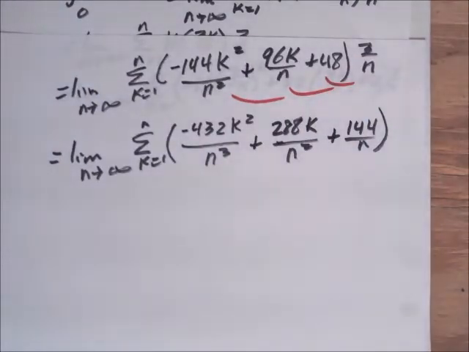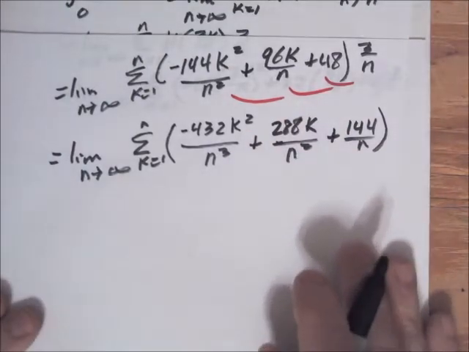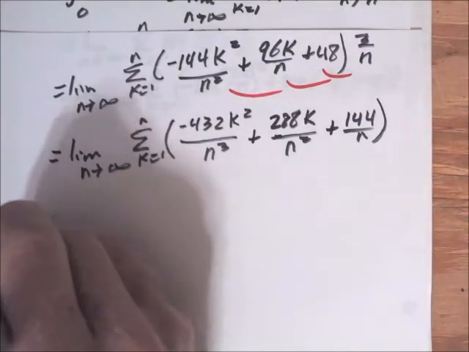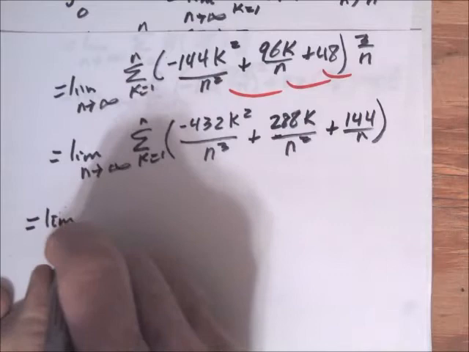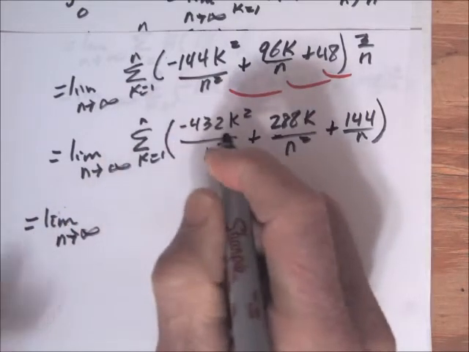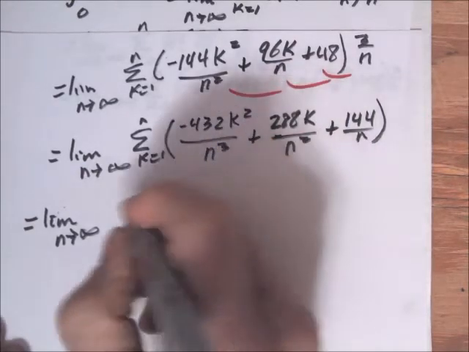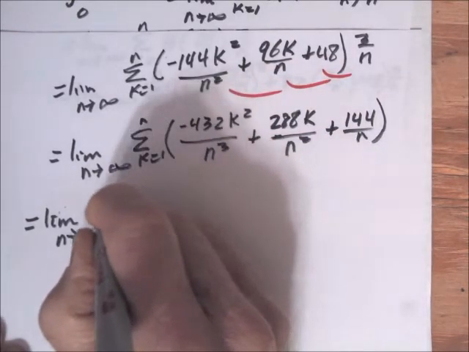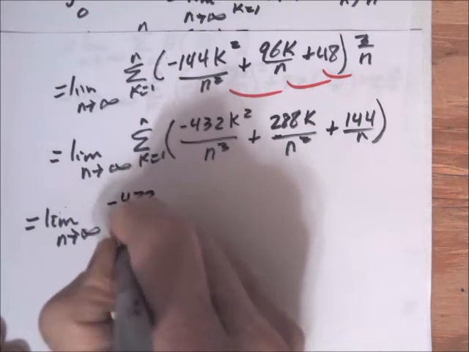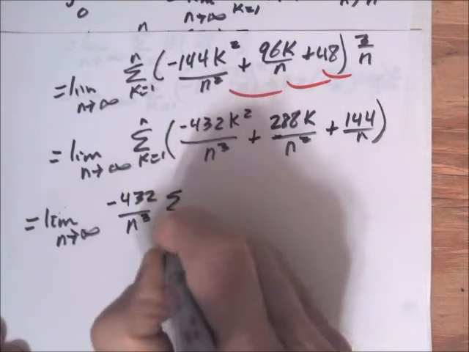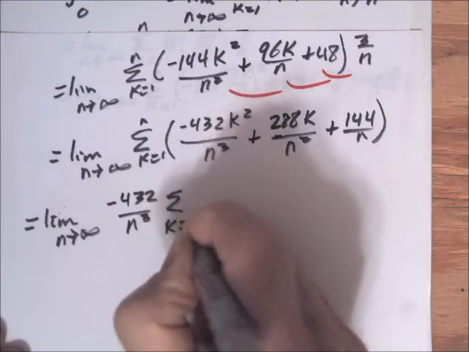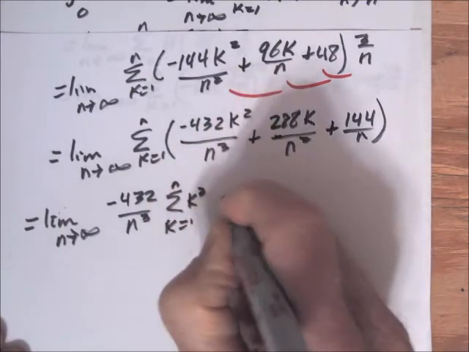Okay, so we can split up the limit, split up the sum. This is going to be the limit as n goes to infinity. The minus 432 over n cubed can be factored out, so we'll have minus 432 over n cubed times the summation k equals 1 to n of k squared.